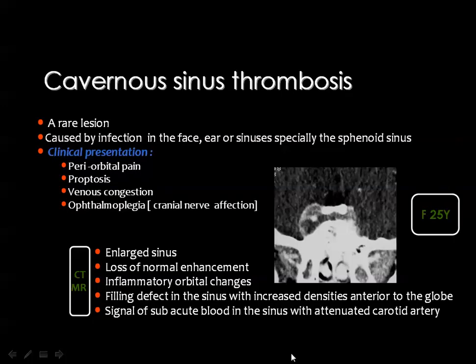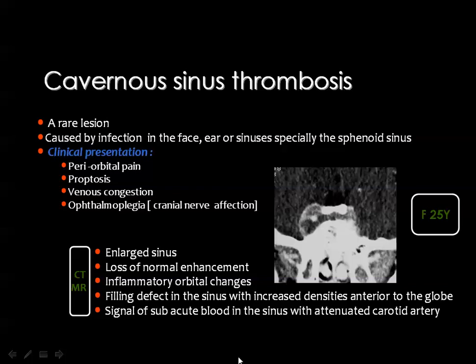Then cavernous sinus thrombosis is a rare lesion caused by infection in the face or ear or in the sinuses, especially the sphenoid sinus. Sphenoid sinusitis may spread to the region of the cavernous sinus, resulting in cavernous sinus thrombosis. This is the clinical presentation: periorbital pain, proptosis, venous congestion, and ophthalmoplegia.